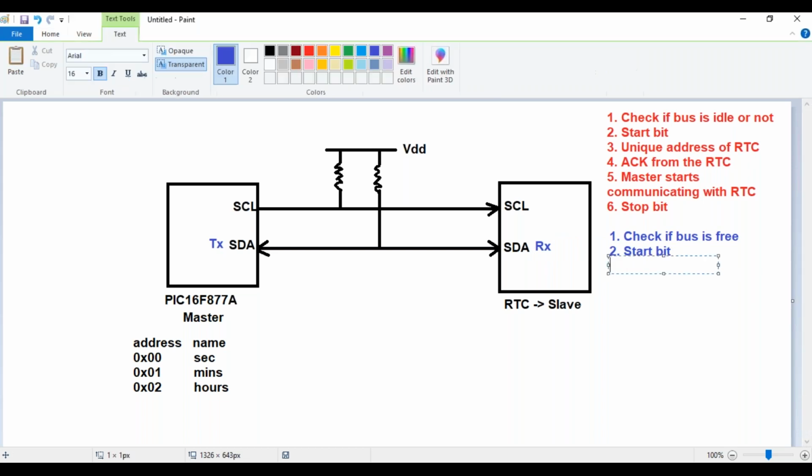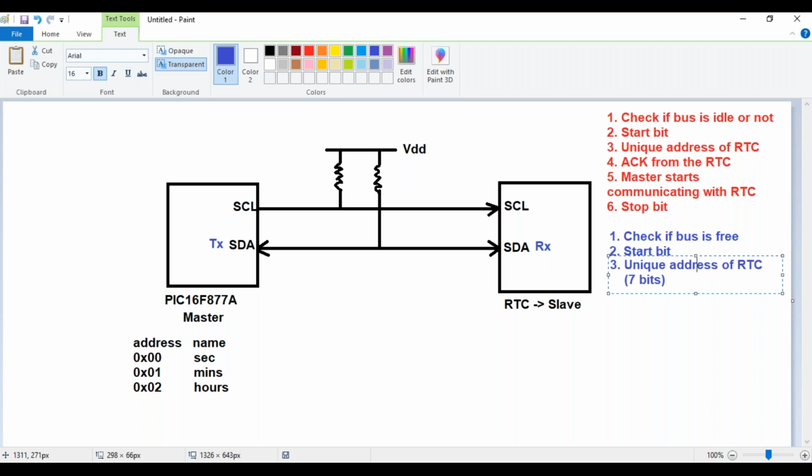After the start bit, your master is going to transmit the unique address of the RTC, which will be available in the data sheet of the RTC. Generally, the unique address of the RTC will be of 7 bits.